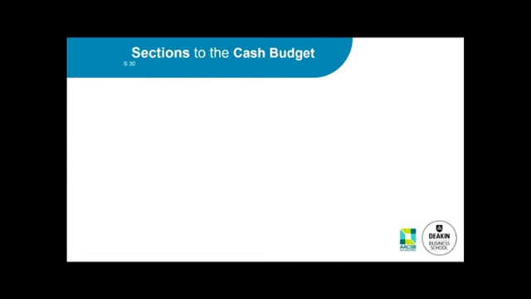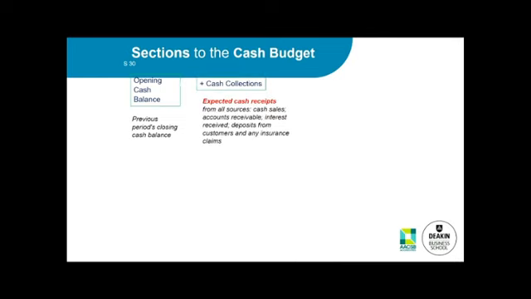So what are the main sections of the cash budget? Of course, we have the opening cash balance. The opening cash balance is how much cash you had at the end of the last period. Last period's ending cash is this period's opening cash. Then we have all the cash collections: cash sales and cash receipts from credit customers would make up our cash collections.